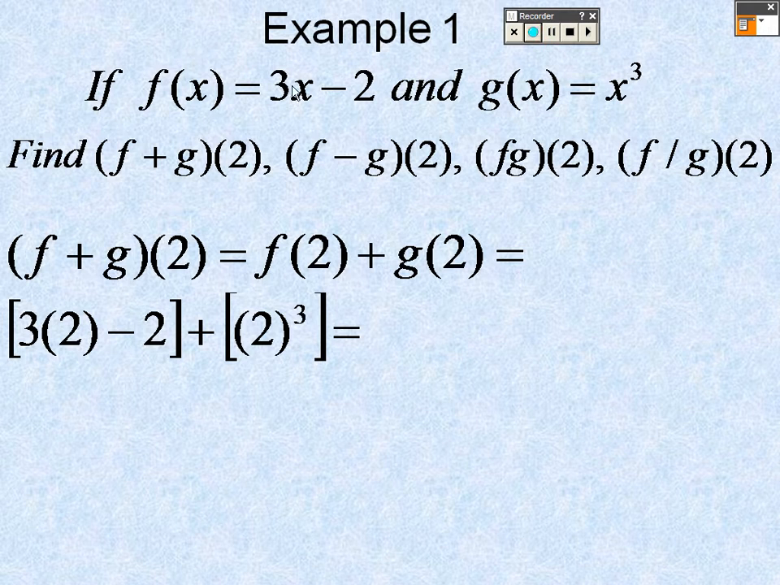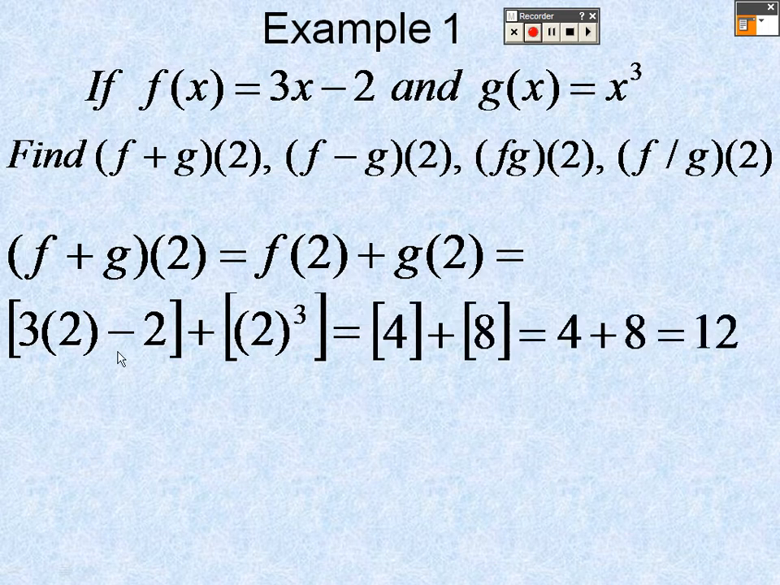So here's the first one. I plug in a 2 right there, and the second one I plug in a 2 there, and then I'm going to add them together. So 3 times 2, I get 6, and 6 minus 2 is 4, and 2 cubed is 8, so 4 plus 8 is 12. So the answer to the first one is 12.